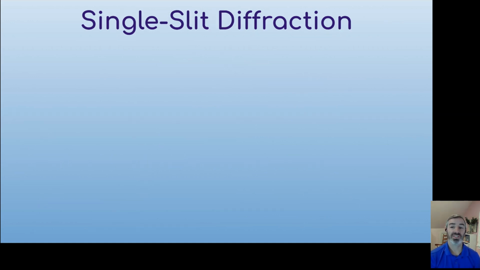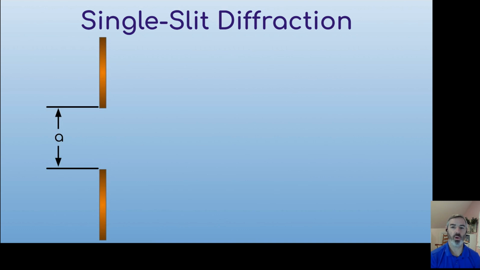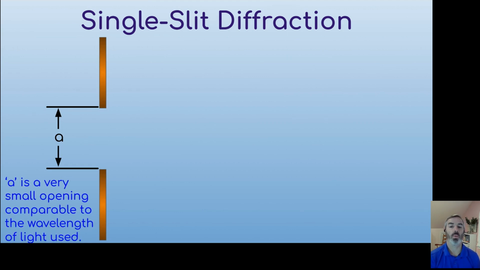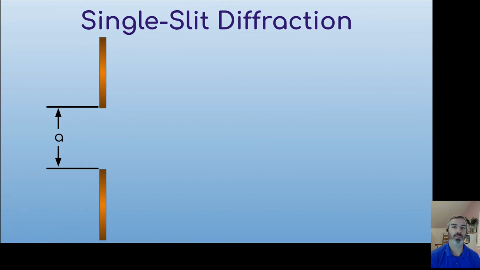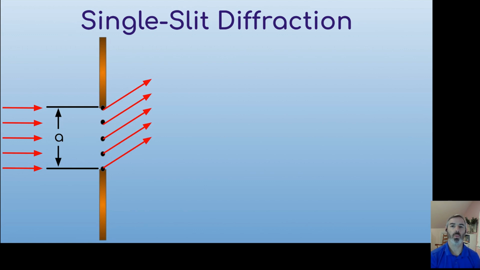We're going to transition to single-slit diffraction. So single-slit diffraction works much like double-slit diffraction. Now we have a very thin opening, so we'll label that A. That's the opening length. A is a very small opening comparable to the wavelength of light used. So what we're going to do is shine a laser beam on that very small opening, and those red arrows represent the beam. And it would be a very complicated drawing if we drew all of the waves interacting with each other. So we're just going to draw one path that light would take as it diffracts.